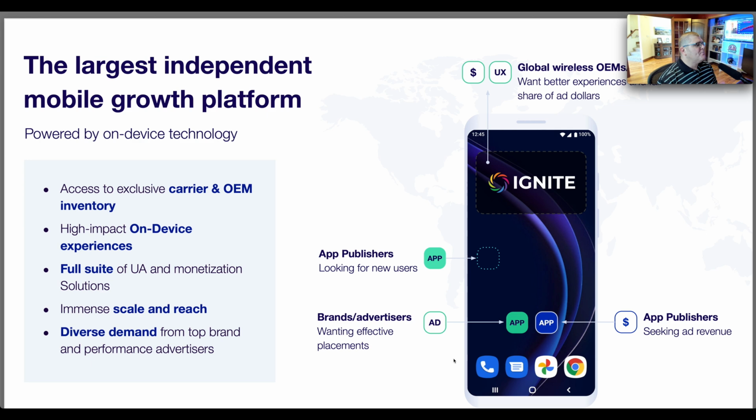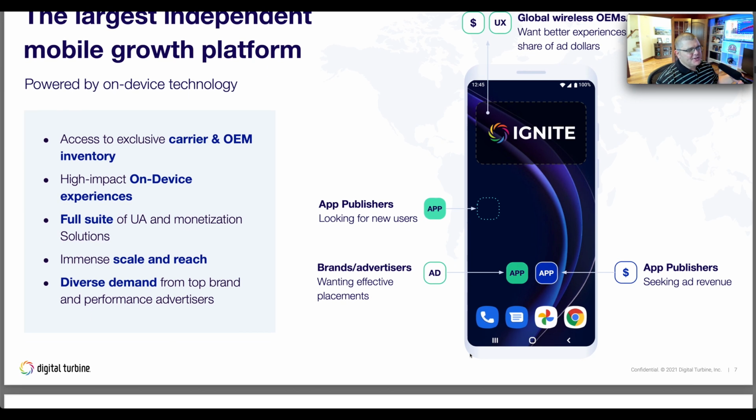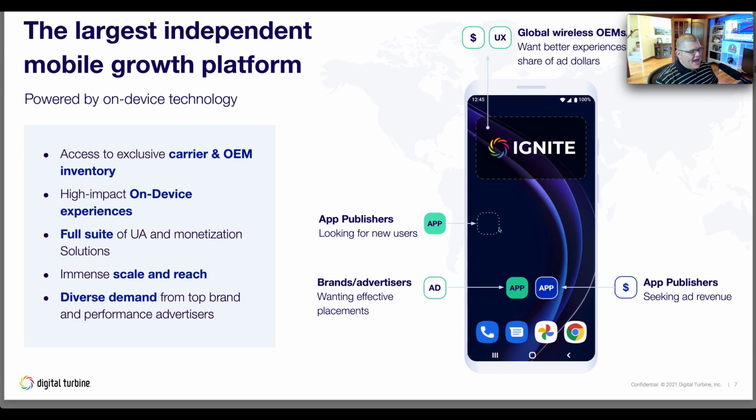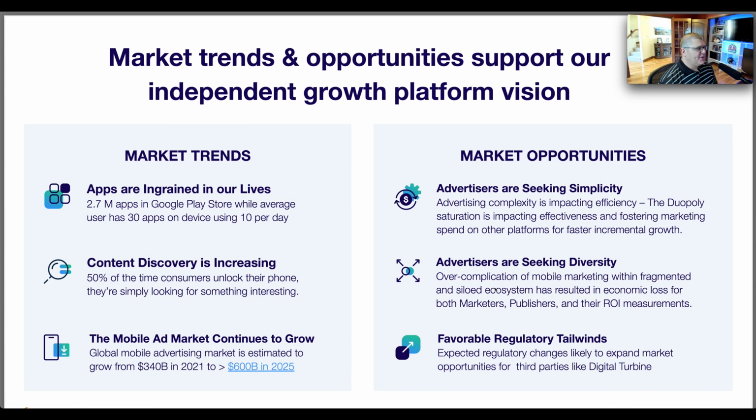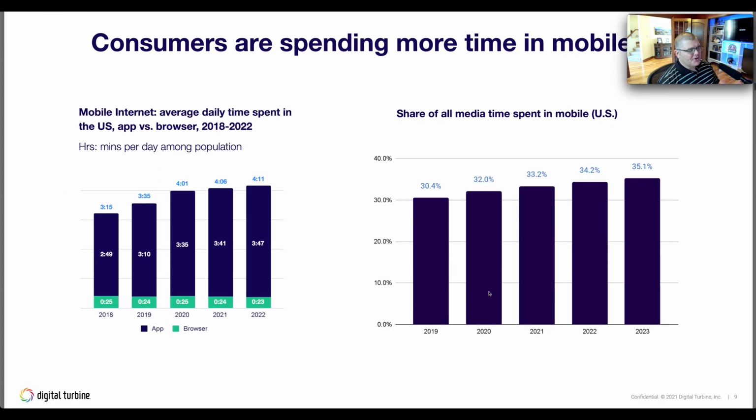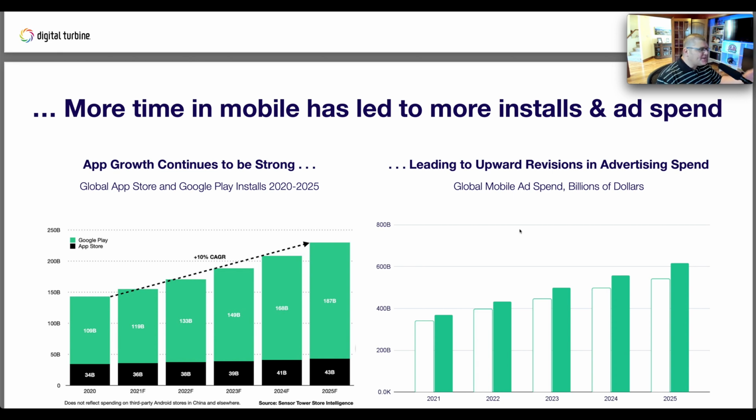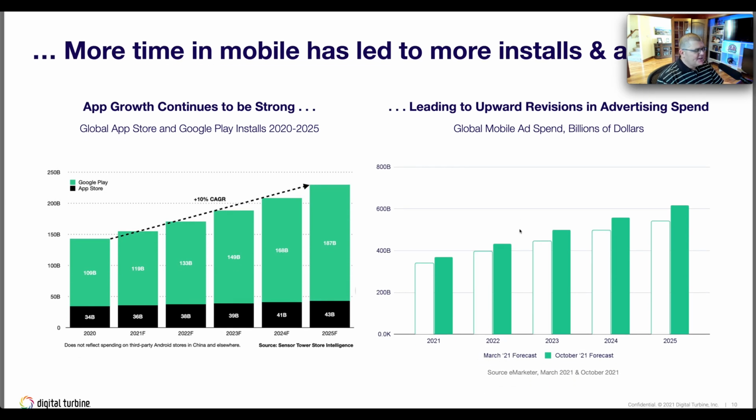The largest independent mobile growth platform, and they call this Ignite. And you can see, so you've got the app and you've got brand advertisers. They're really completing that whole puzzle when you think of the AdTech space. Consumers are spending more time on mobile. This is important. So look at this. In 2019, this is share of all media time spent in mobile in the US. So in 2019, you have 30.4% ramped up to 35%. So slowly growing the number of devices in the world and slowly growing the usage per day as well. More time in mobile has led to more installs and more ad spend. You can see it's growing.